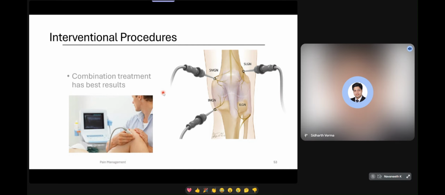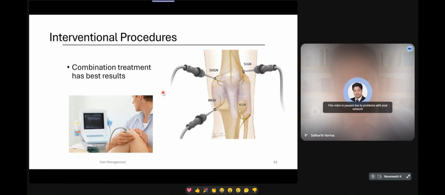Okay, so all these interventional procedures are available. I have not mentioned surgery anywhere, as you can see. So the combination treatment has the best results.